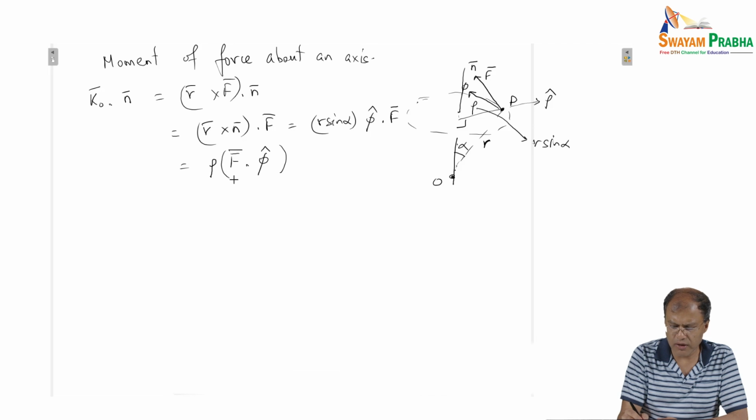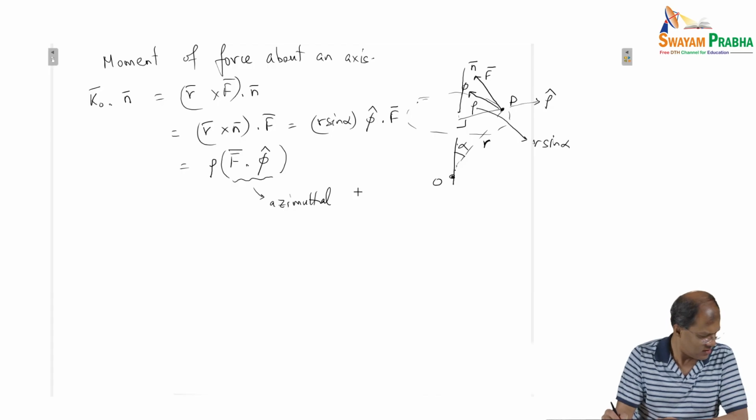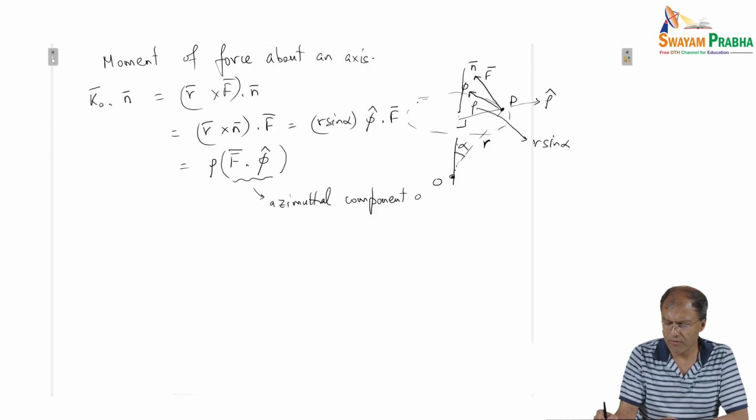Just to give you a bit more idea, this F dot phi is nothing but the azimuthal component of F. Azimuthal component of F. Okay, so then let us now look at an example.